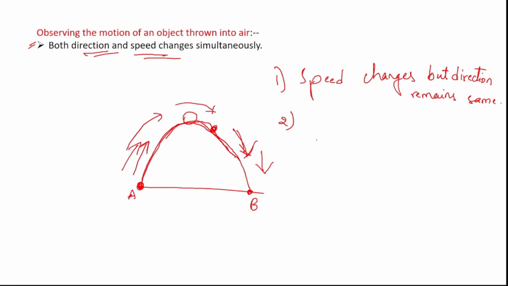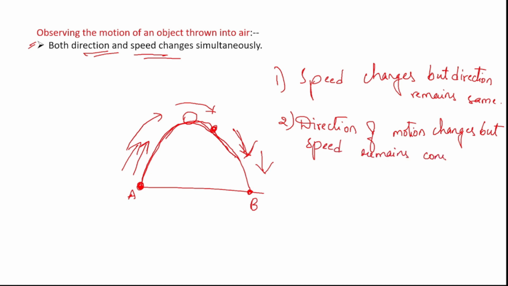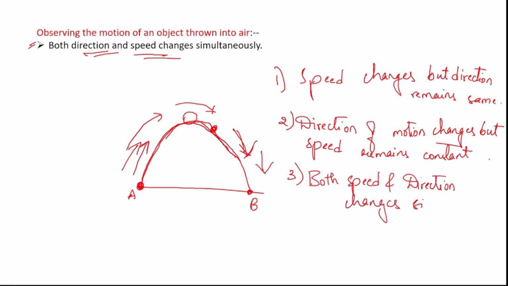In the second case, that is rotating a stone, what did we observe? We observed that the direction of motion changes but speed remains constant. And in the third situation, that is throwing a stone into the air, what did we observe? Both speed and direction change simultaneously, right?